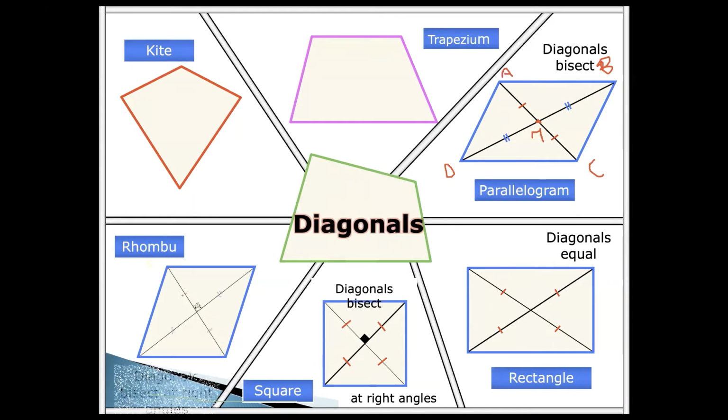I want to ask you, who can tell me? We will finish with the rhombus. The rhombus also has two diagonals. They are perpendicular and bisect each other, but they are not equal. So for the square and the rectangle, only these two have equal diagonals.